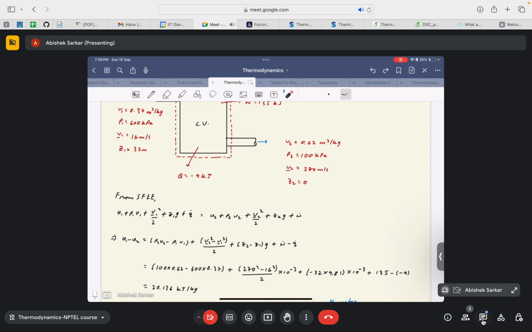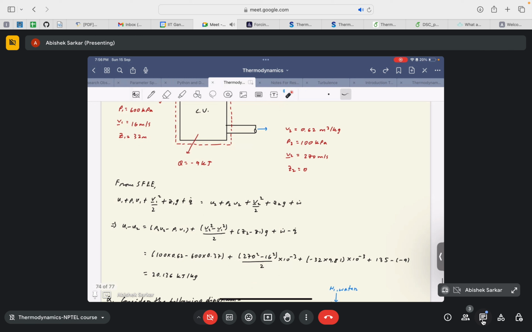Similar thing we have to do with the potential energy term. We multiply it with 10 to the minus 3, and finally work done is 125, which is positive, work is done by the system, minus Q dot. So minus 9, because heat is going out of the system, right? So once you substitute all these values and calculate it, you will get that U1 minus U2 is 20.136 kilojoule per kg. So is it clear now?